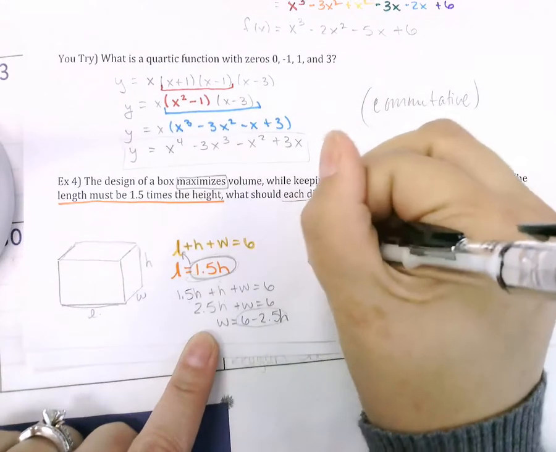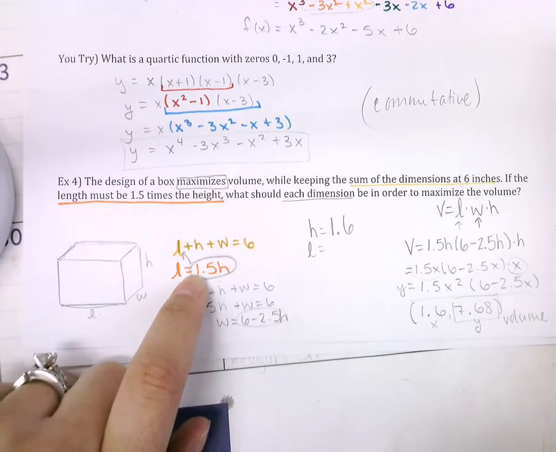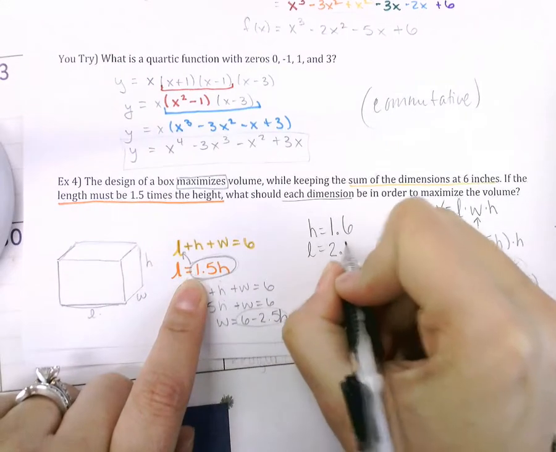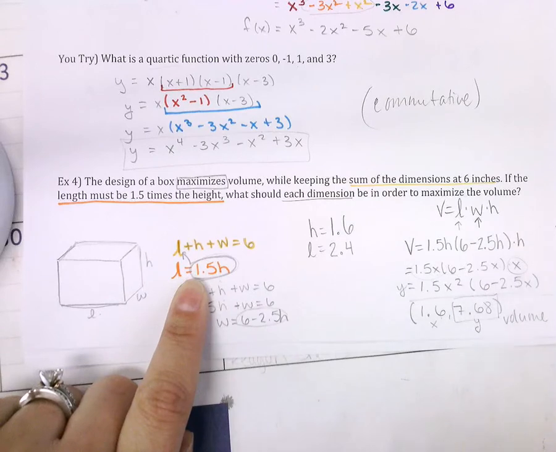To find the length, you're going to take 1.5 and multiply by 1.6. It's 2.4. It's asking for the dimensions, and you know what the dimensions are in terms of H, so you're just plugging them back in. Remember when you solve systems of equations, you solve and then you plug stuff back in.